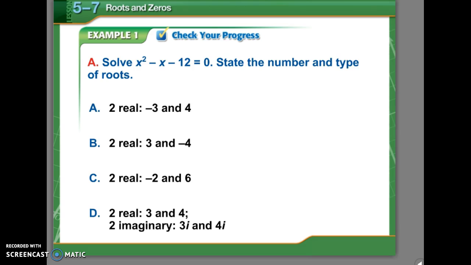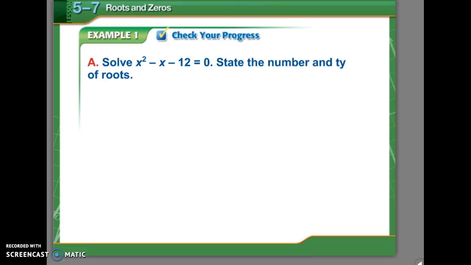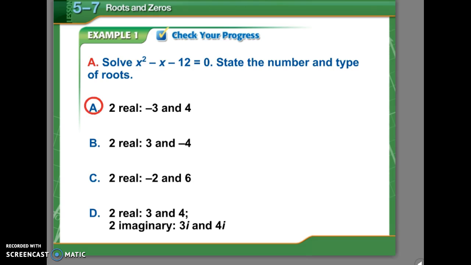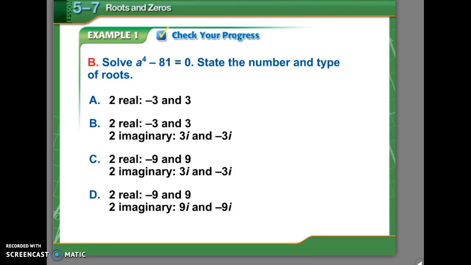All right, some check your progress stuff. Pause the video when you have your answer, go on to the next slide. The answer to part A, there are 2 real roots, and they are -3 and 4, choice A. Part B, pause the video when you have your answer, go on to the next slide. And our answer this time, there's 2 real roots, there's 2 imaginary roots. The real ones are -3 and 3, the imaginary are 3i and -3i.